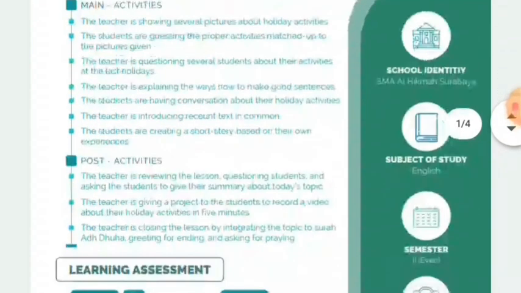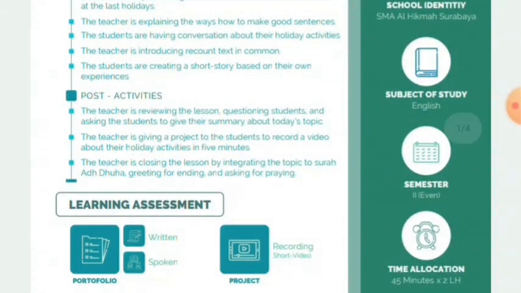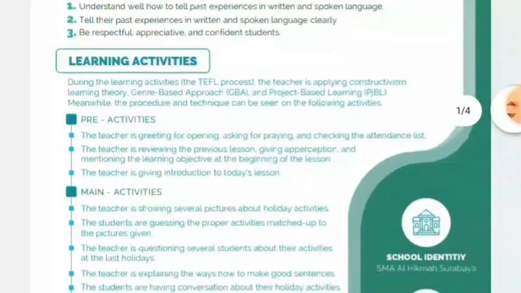Okay, we also got some information about the lesson plan, like the school identity, SMA Hikmah Surabaya for example, and also the subject of study, English of course. The semester is the second one, or the even one, and also the time allocation: it will be 2 learning hours, or 45 minutes times 2.